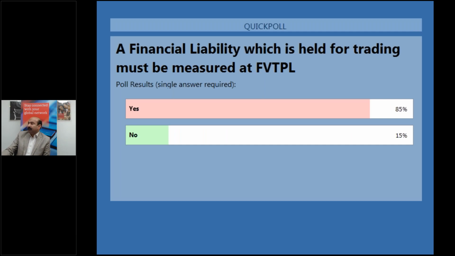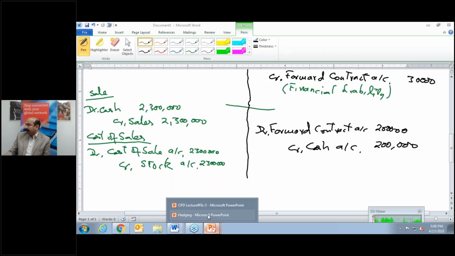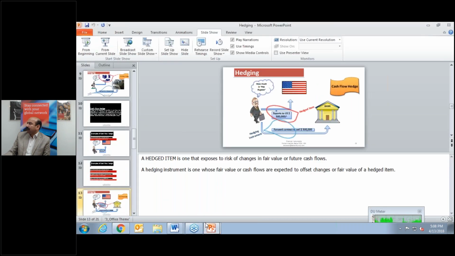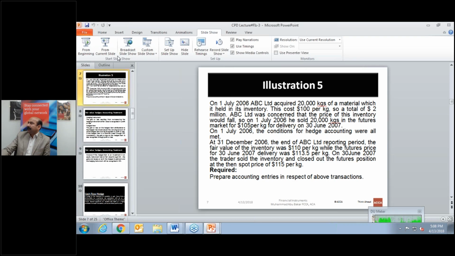Okay, now let's move to the other concept, and that is cash flow hedge. One of the attendees was requesting that if these slides or presentation can be shared with them. No problem. That can be shared. That's not an issue because all these slides are prepared by myself, so there is no issue of copyright.